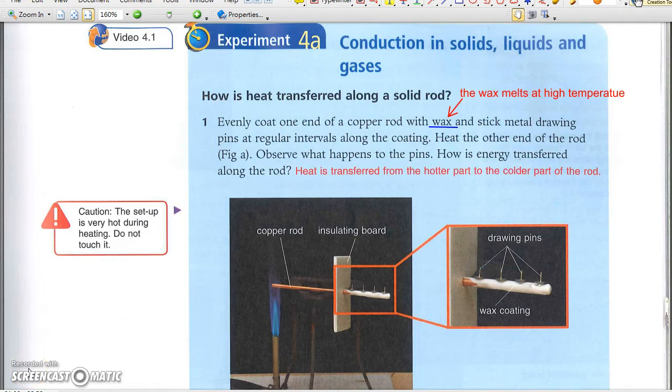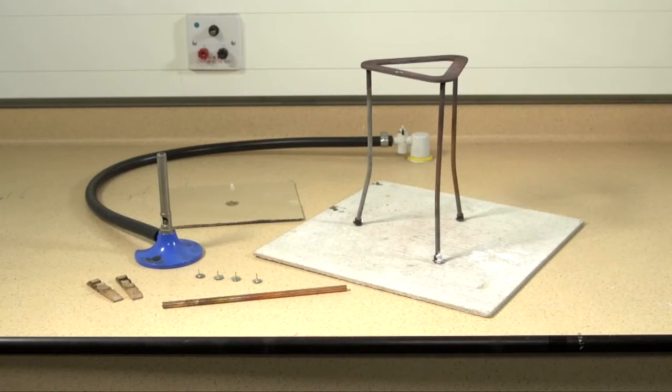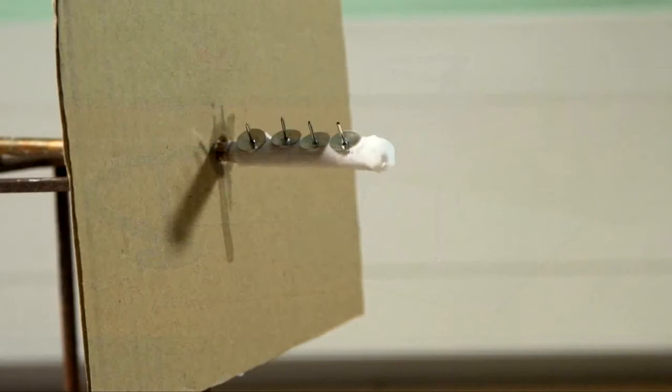Experiment 4A. Conduction in solids, liquids, and gases. The following experiment demonstrates and compares the conductivities of different metals, liquids, and gases. In this experiment, we will study the transfer of heat by conduction in solids, liquids, and gases. Let's see how heat is conducted along a solid rod first.